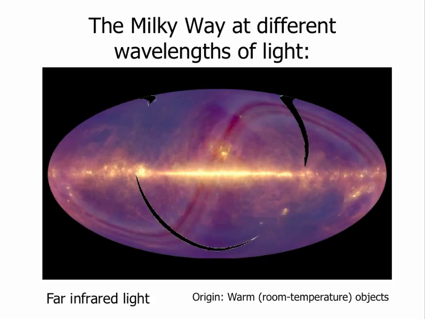We now move into far infrared light. So this is that wavelength of sort of 1 millimeter to 1/10 of a millimeter, where we need to go above Earth's atmosphere to see it because the Earth's atmosphere glows in this light. And that's because warm objects, room temperature objects, glow in far infrared light.